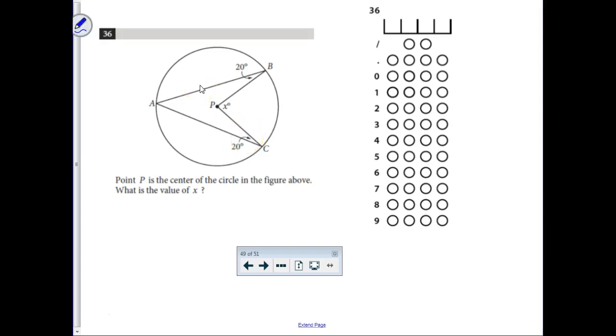There's a formula that I don't really know if they teach you in geometry anymore, so I'll just go ahead and tell you. But they want to know what is the value for x. So they want to know how big this angle is right here. Well, it turns out that this angle is going to be the same size as this arc, proportionally.